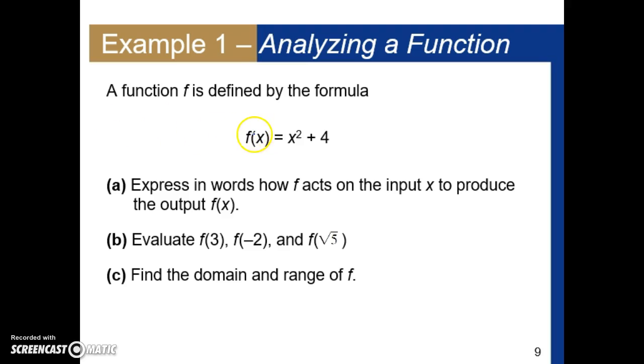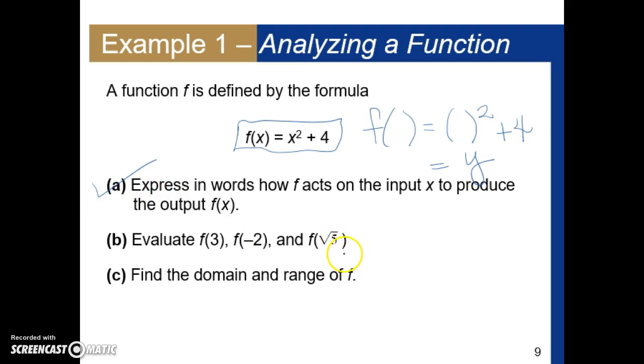But domain's pretty straightforward. So let's take this function f of x. f of x equals x squared plus 4. So this function says whatever value I feed it, I'm going to take that value and square it, and then I'm going to add 4 to it. And that's going to lead me to my range values that we call y. So that's pretty much expressing it in words.